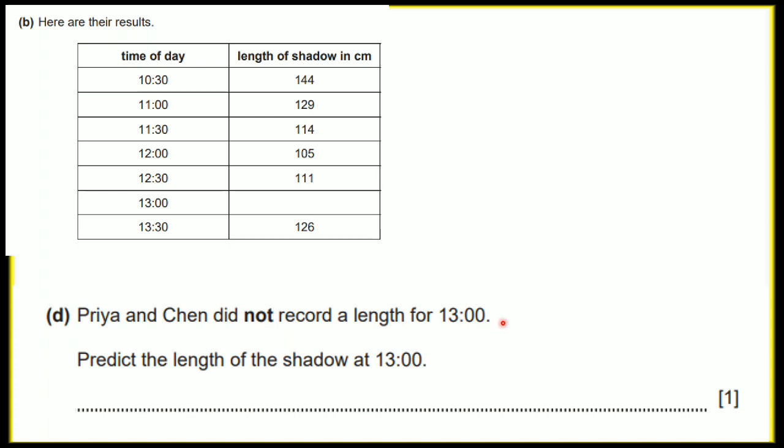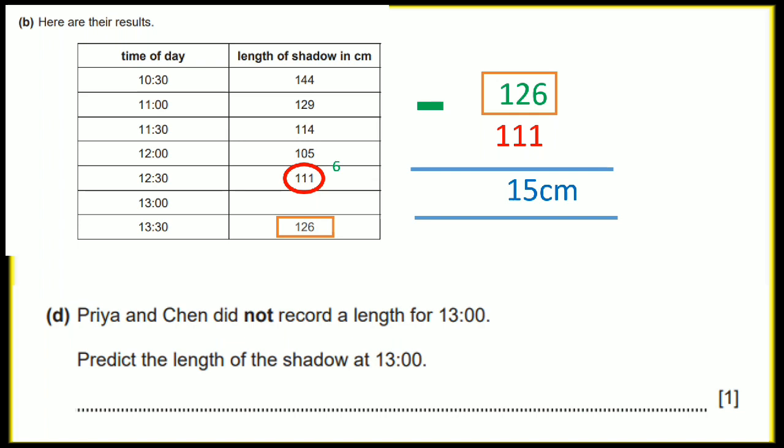Pierre and Shane did not record the length of the shadow between 4 and 5 p.m. Predict the length. So if you look at it here, it increased from year to year by 6, from year to year by 6. So if you add another 6 to this, so from year to year, can I find halfway between them? So what is that? 15. So divided by 2, that is 7.5. Approximately 18.